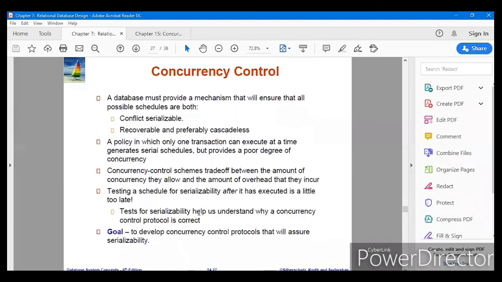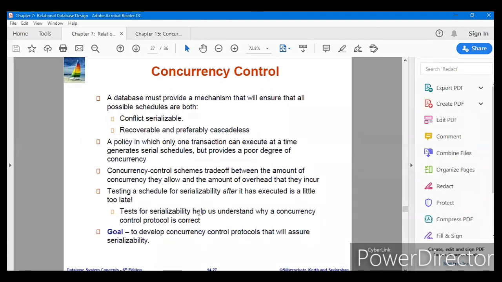Concurrency control. A database must provide a mechanism that will ensure that all the possible schedules are both conflict serializable and recoverable, and preferably cascadeless. It's not always possible that it would be cascadeless, but it should preferably be. A policy in which one transaction can execute at a time generates serial schedules, but provides a poor degree of concurrency. Every time, if one gets completed, then we start the next. So it will not be a concurrent schedule then.